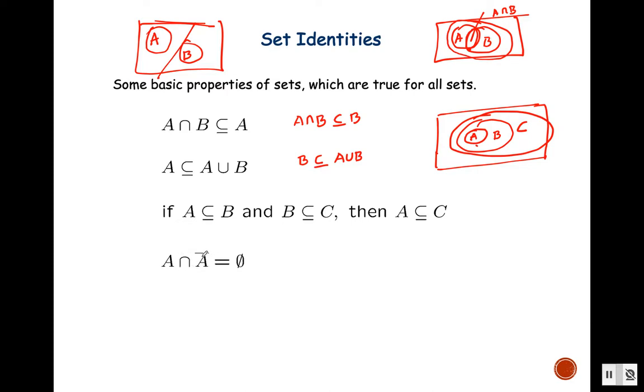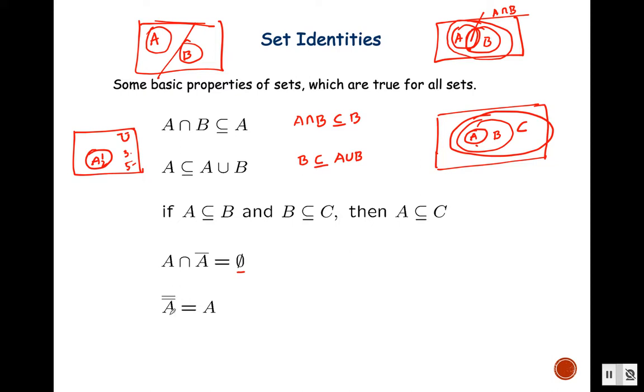A intersection A complement is a null set. Let's see, this is our set A and this is our universal set. A complement means all the elements that are not in A. So let's say we have 1, 2 in A and the complement has 3, 5. So 3, 5 would be in A complement and 1, 2 is A. Then if we take the intersection of all the elements of A with all the elements that are not in A, that is going to give us a null set.